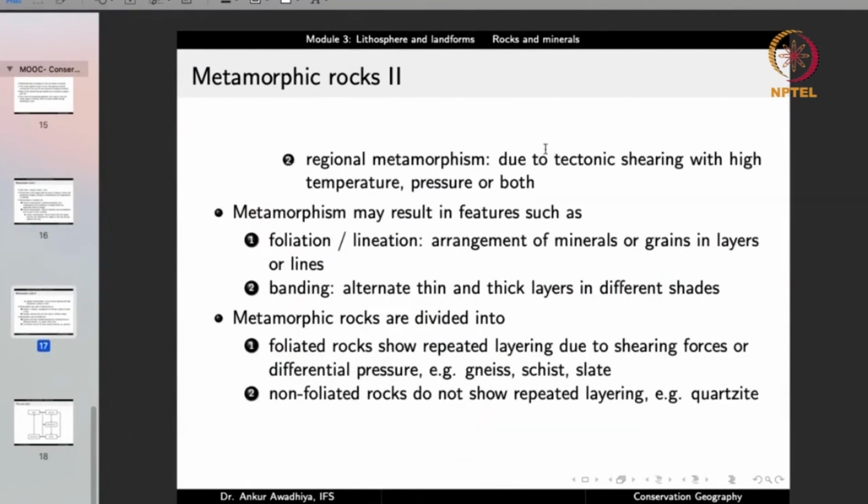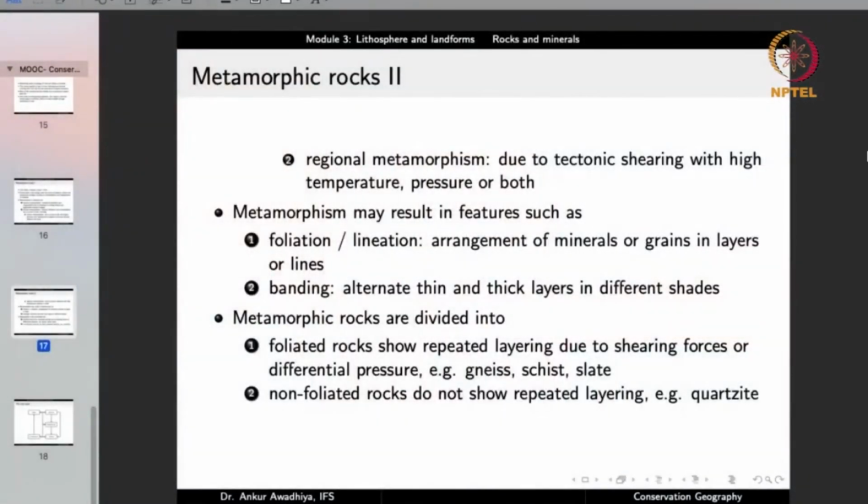Or we can have regional metamorphism, which is due to tectonic shearing with high temperature, pressure, or both of these. We have looked at tectonic movement of plates. When two plates are colliding together or two plates are rubbing against each other, a huge amount of pressure and temperature gets generated, and because of that a certain region of rocks may get metamorphosed, and this is known as regional metamorphism.